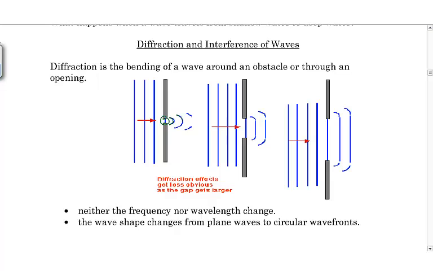To the right we see that the gap distance is increasing and therefore the amount of diffraction occurring decreases. The reason for this is the majority of the wave starts to travel straight through that opening without being affected whatsoever. It's only the edges, the very ends of that wave, that are slowed down by the barrier, and therefore a little bit of curling or a little bit of change in the shape of the wave occurs at the edges. Neither the frequency nor the wavelength change.